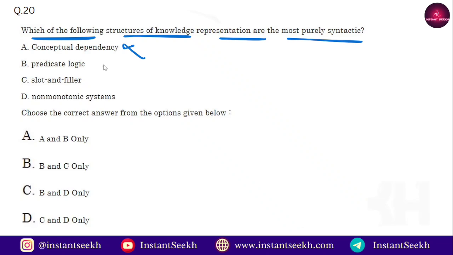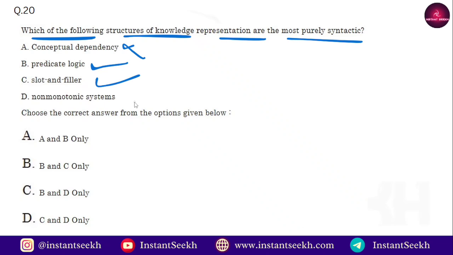It defines valid arguments based on syntactic rules, regardless of the specific meaning of the symbols. So it is purely syntax-level based, so it is purely syntactic. Slot and filler represent knowledge as entities, that is objects, and attributes, with slots filled with values, that are fillers. It emphasizes the structure of the knowledge representation. So this is also one of your correct options.